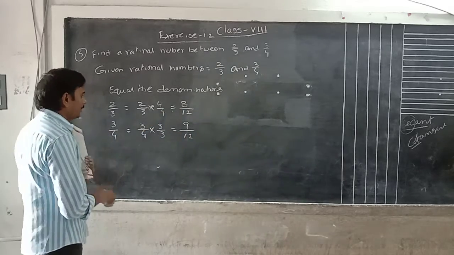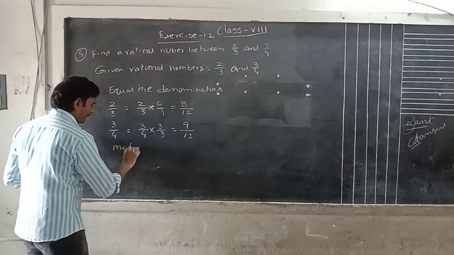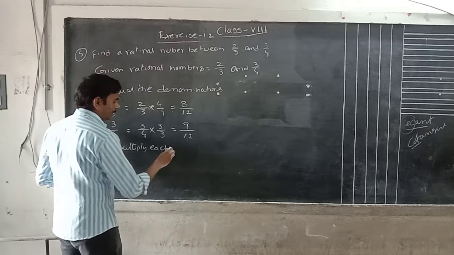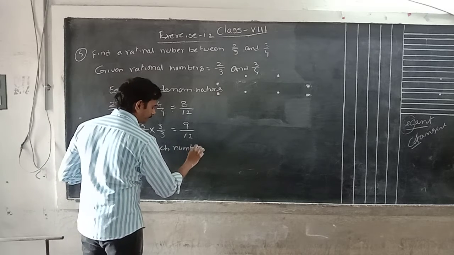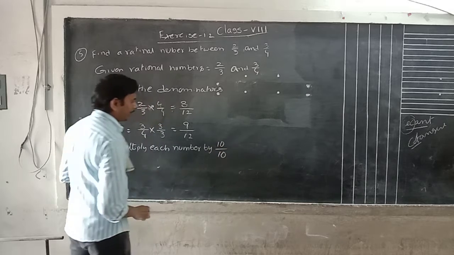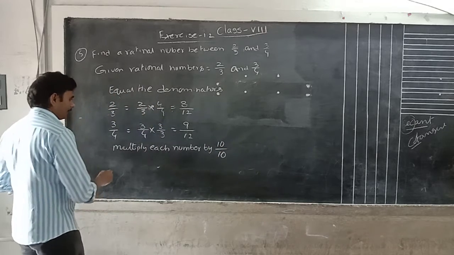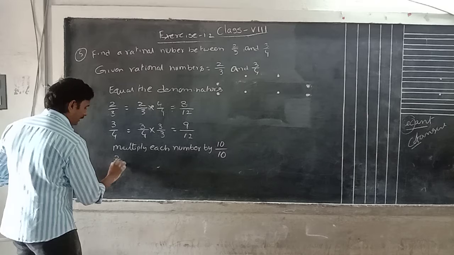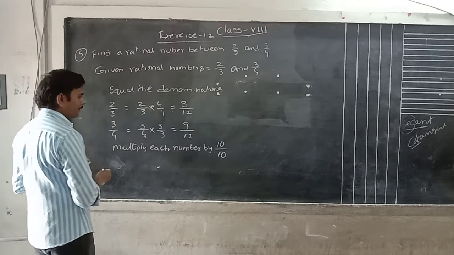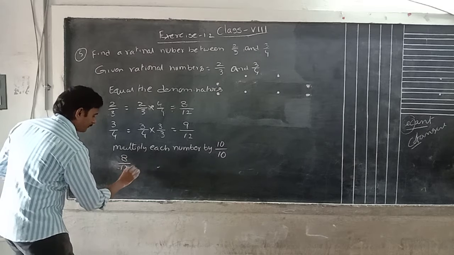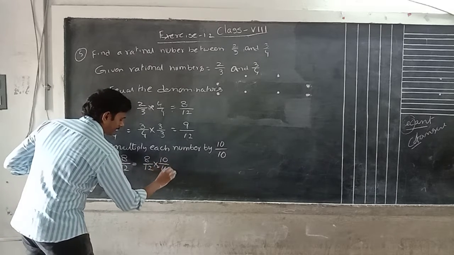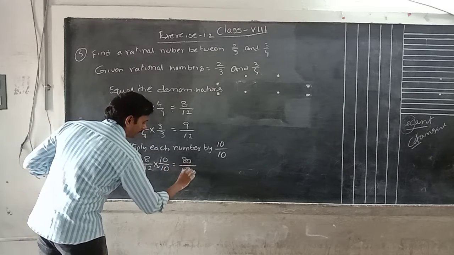So we have to multiply each number by 10 by 10. Multiply each number with 10 by 10. That is 2 by 3. What is the fraction here? 8 by 12. 8 by 12 is equal to 8 by 12 into 10 by 10. That means 80 by 120.